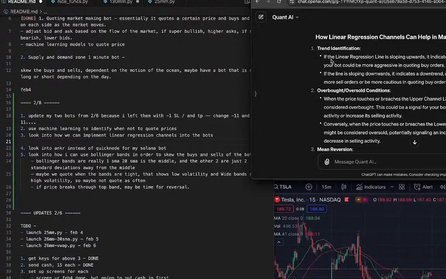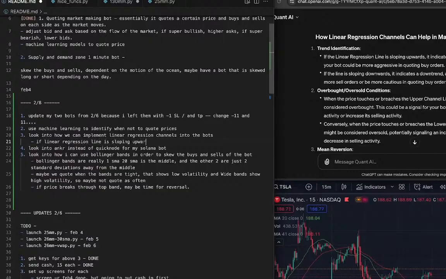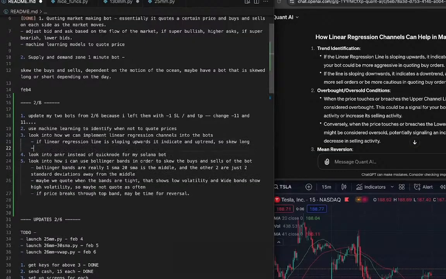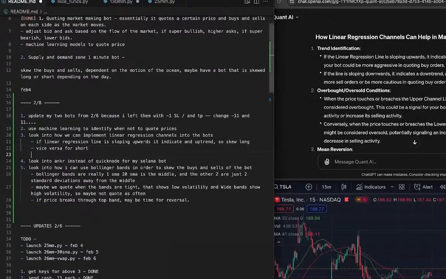Trend identification. If the linear regression line is sloping upwards, it indicates an uptrend. So quote, so skew long. That'll be interesting to build. If the line is downwards, it's the opposite, vice versa for short. Okay.